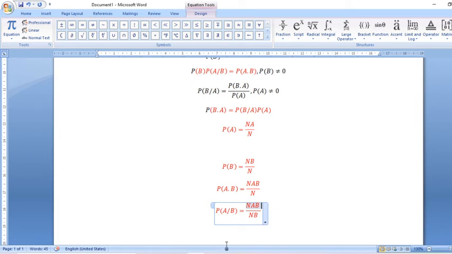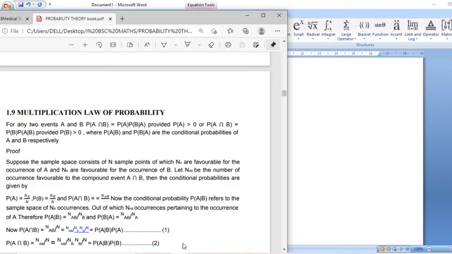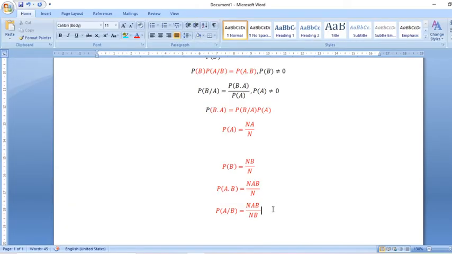Given that NB observations have occurred corresponding to the event B, what is the number of favorable cases corresponding to joint event AB? That is NAB. So what will be the probability? Number of favorable cases divided by total number of cases. So that is NAB divided by NB.